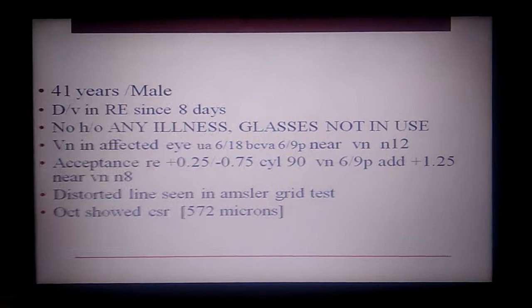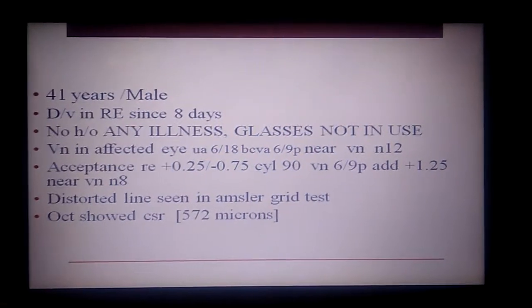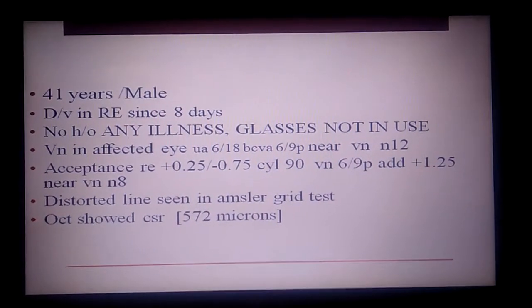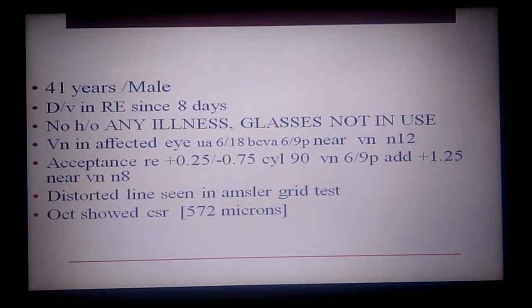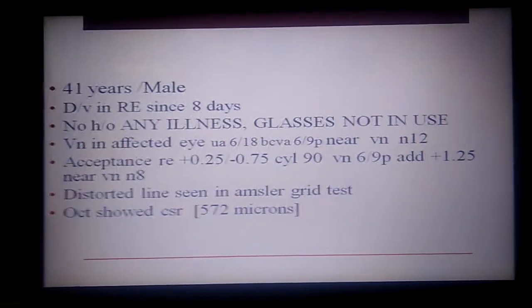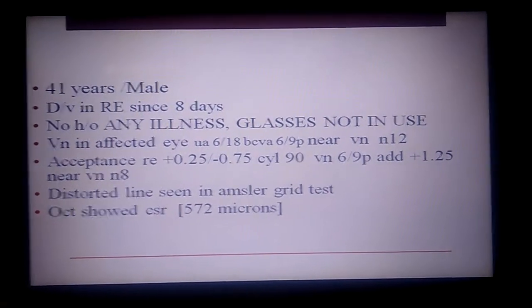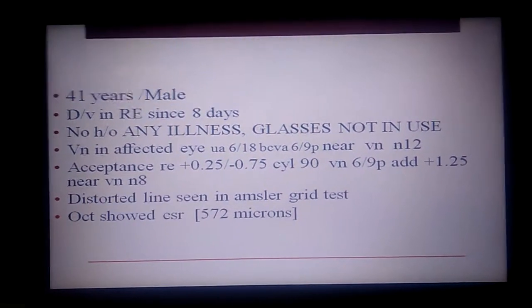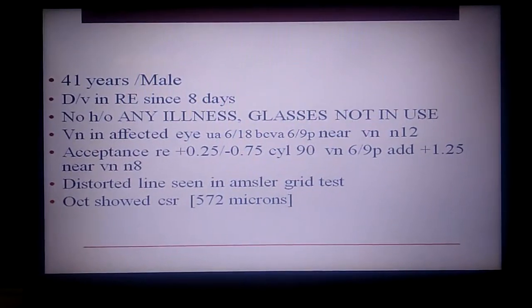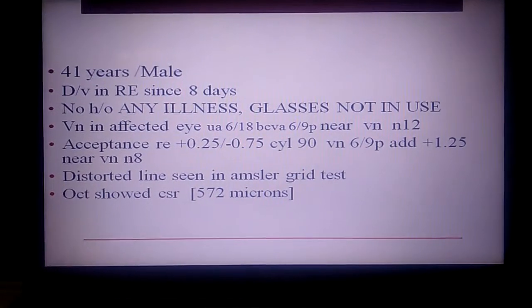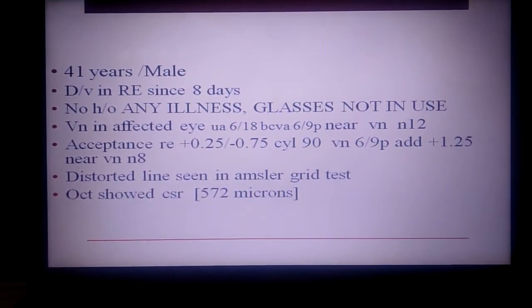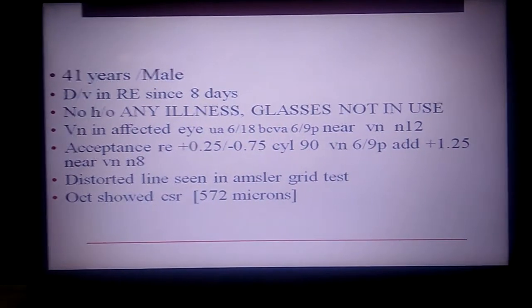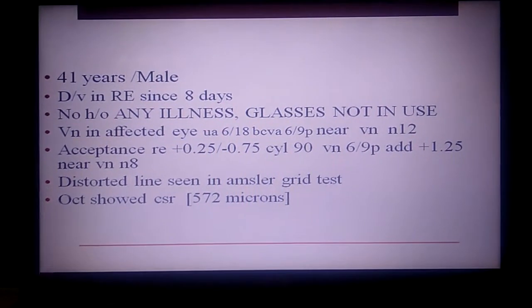Friends, now I just want to share one or two cases of CSR. The first case is a 41-year-old male patient whose complaint is dimness of vision in the right eye since 8 days. There is no history of any illness and no history of glasses. His visual acuity in the affected eye is unaided 6/18, and the best corrected visual acuity is 6/9 partial.